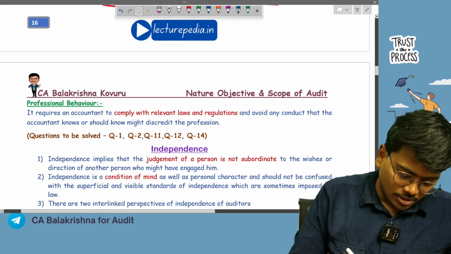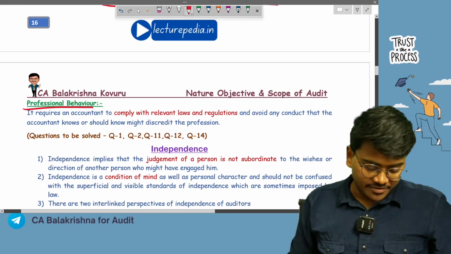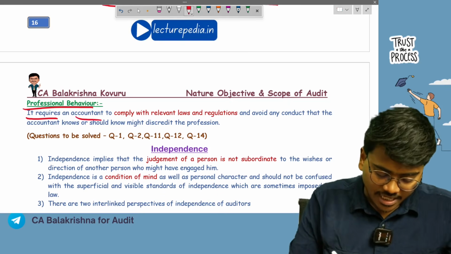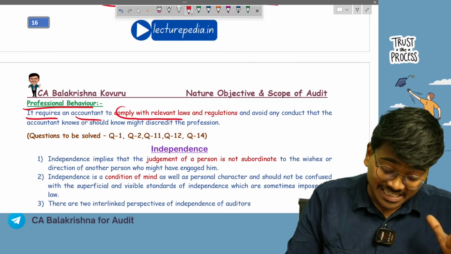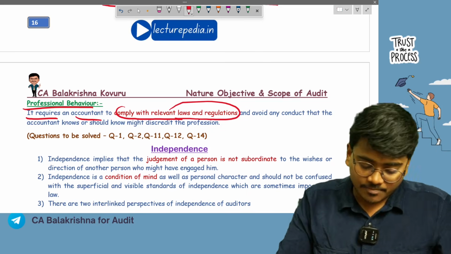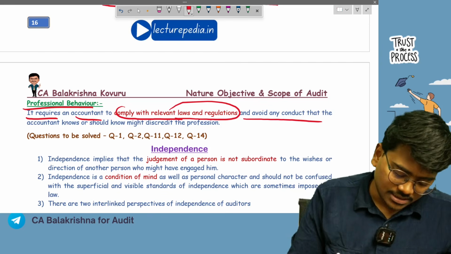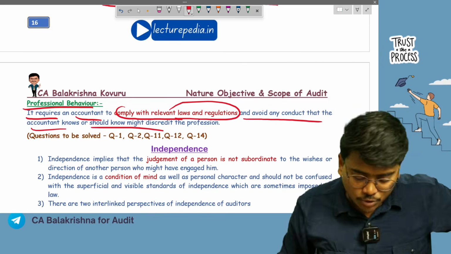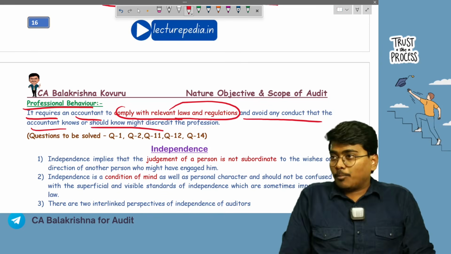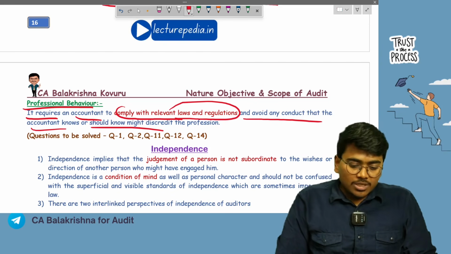Next, professional behavior. It requires an accountant to comply with relevant laws and regulations and avoid any conduct that the accountant knows or should know might discredit the profession. Okay. Now we'll see the questions and answers.